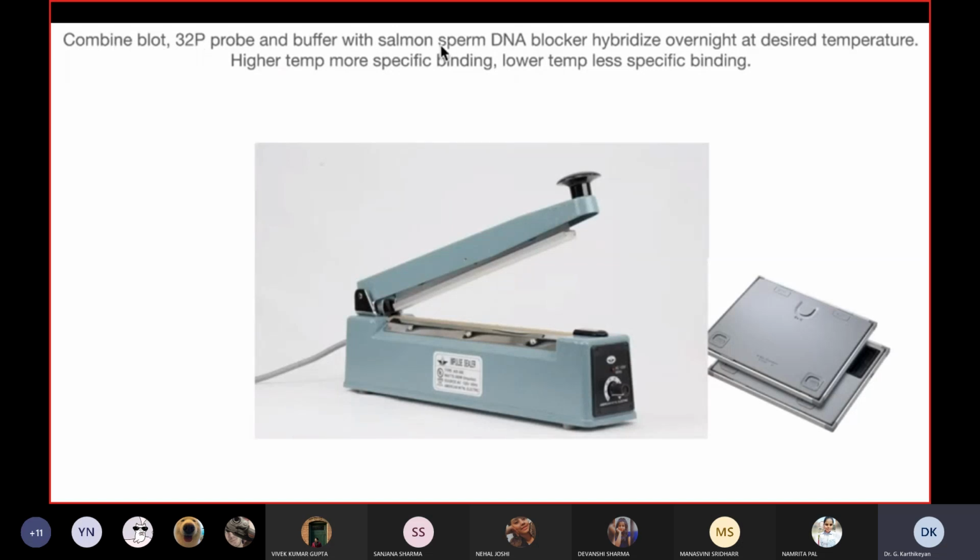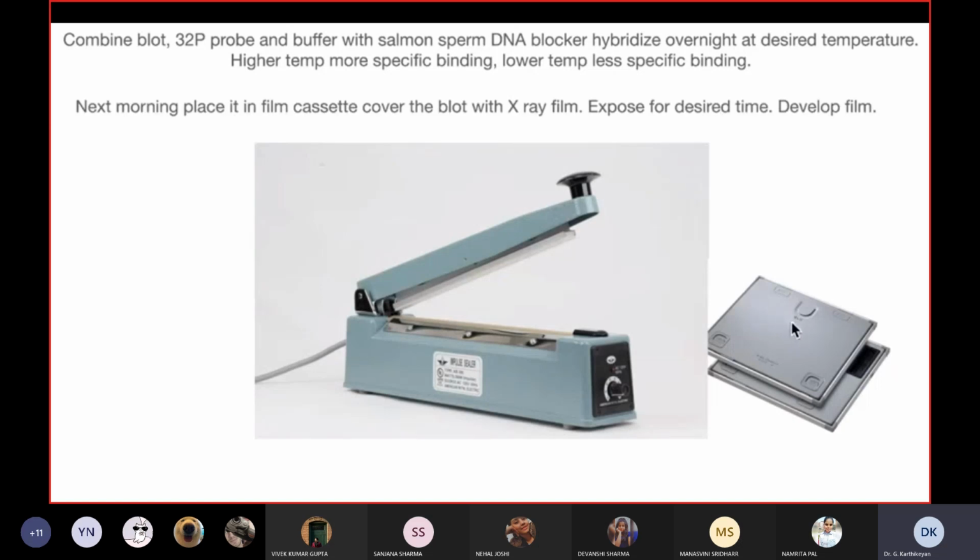So inside the bag, you've got your buffer, your salmon sperm DNA, your blot, of course, that's got your target on there somewhere, and your P32 probe. You seal it up, you hybridize it overnight in a water bath, and then you put it in a film cassette, right? The next morning, you cover the blot with X-ray film, and you expose it for the desired time. We used to expose ours at minus 80 degrees centigrade. Then you develop the film.